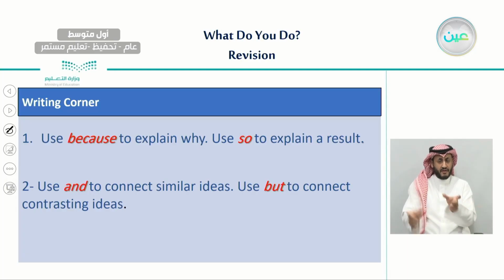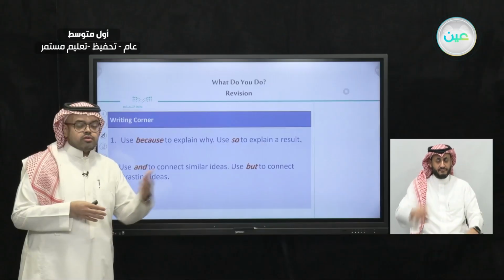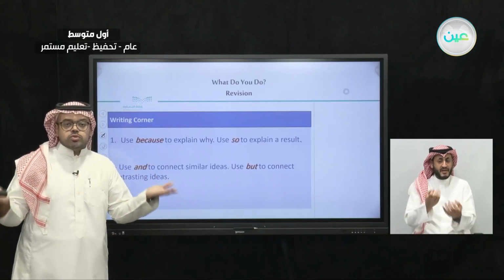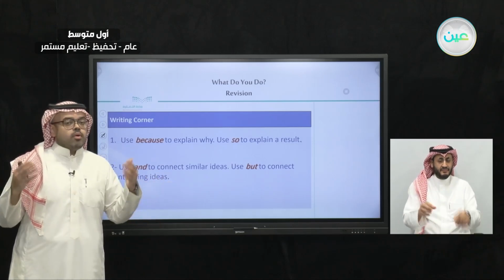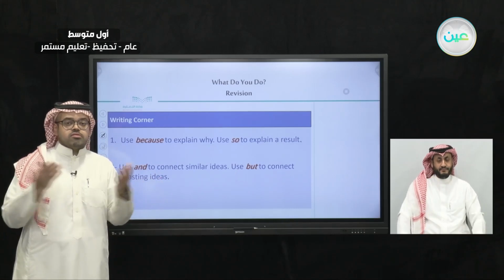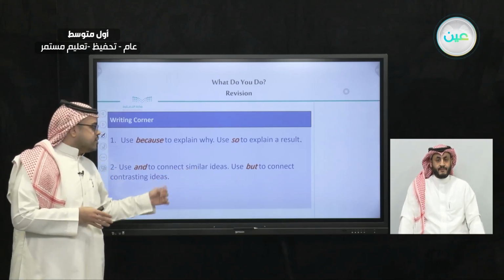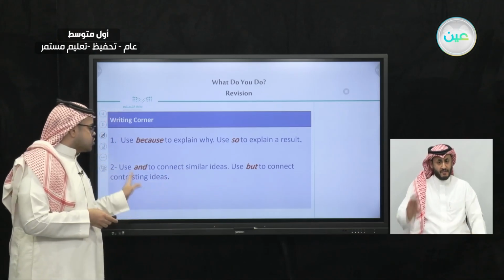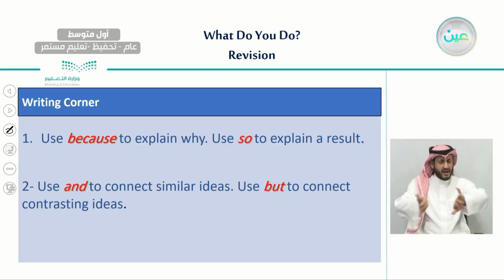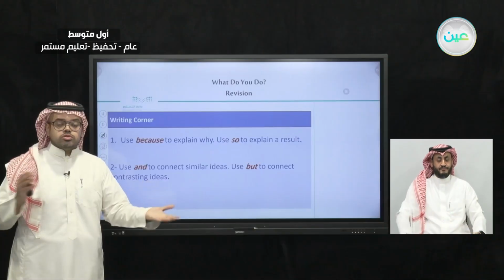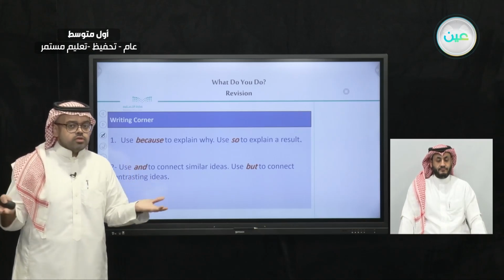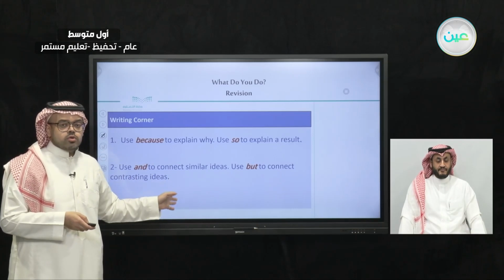And we also learned how to use connection words like and to connect ideas that are similar. For example, I like physics and chemistry. Those two similar ideas, we can use them in one sentence by using the connector and. We can also use but to connect contrasting ideas. For example, I like math, but I don't like history. These are two contrasting subjects, two different contrasting ideas. This is why we use but.